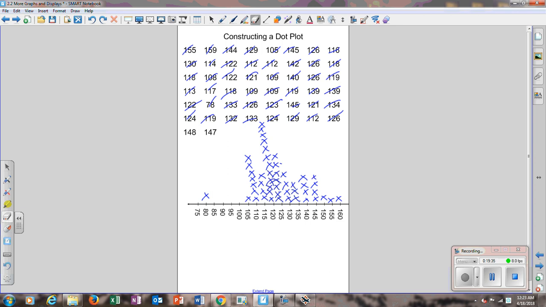Okay, that's what your dot plot looks like. Not too bad, we're just stacking them on top of each other. Again, it lets us see where the data falls the most. You can see that the 120 to 125 category was your highest number.